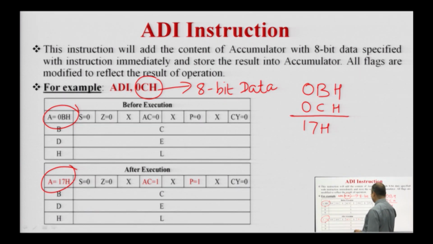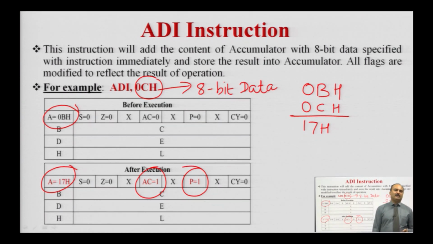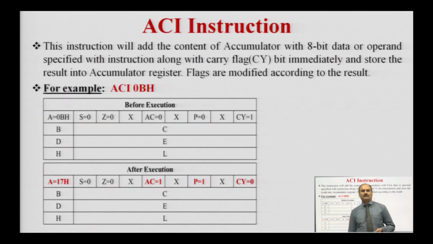Here, if we add these two numbers, again the auxiliary carry flag is set and the parity flag is set to 1 because the result consists of an even number of ones. Next is the ACI instruction. This instruction will add the content of the accumulator with the 8-bit data specified with the instruction along with the carry flag and store the result into the accumulator.